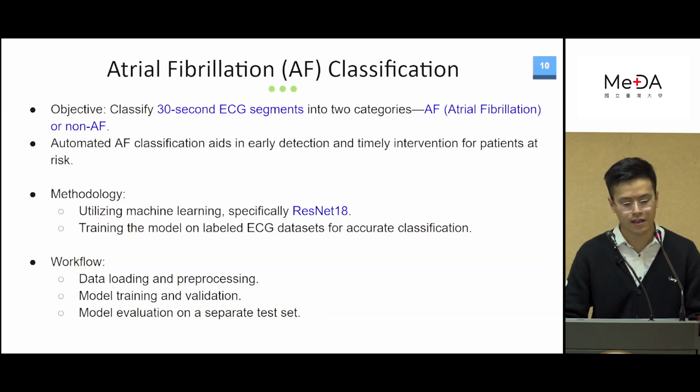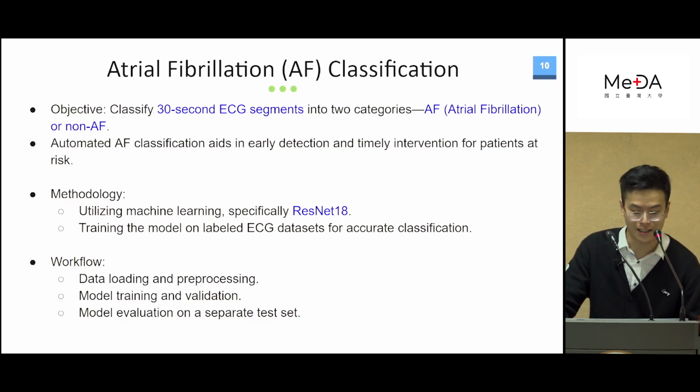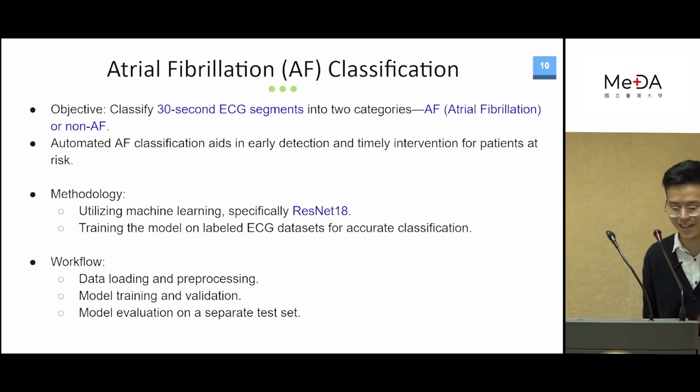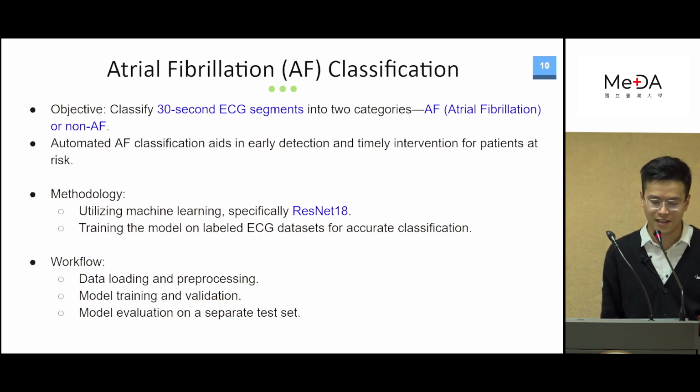The demo is a classification problem. The objective is to classify 30-second ECG segments into two categories, AF or non-AF. We also have other cardiac conditions here, but they are merged into non-AF. So non-AF means normal and possibly other conditions. How are we going to do it? We're going to use machine learning, more specifically deep learning, with ResNet 18 as our model. We're going to train the model on Google Colab, for your amusement, I guess.